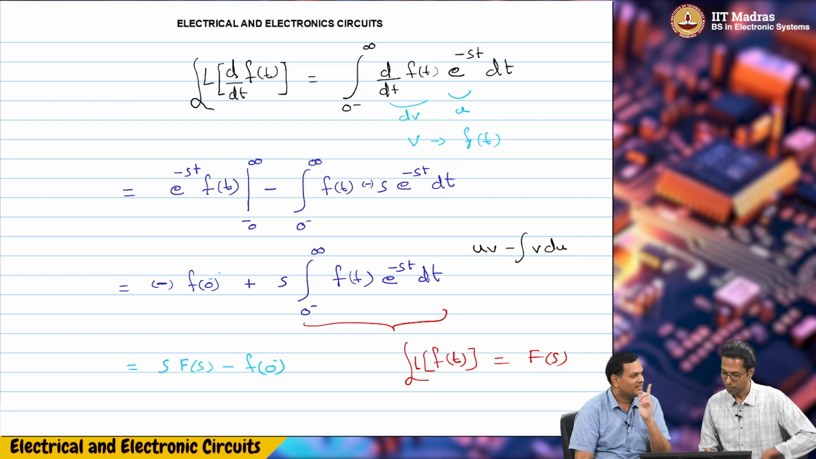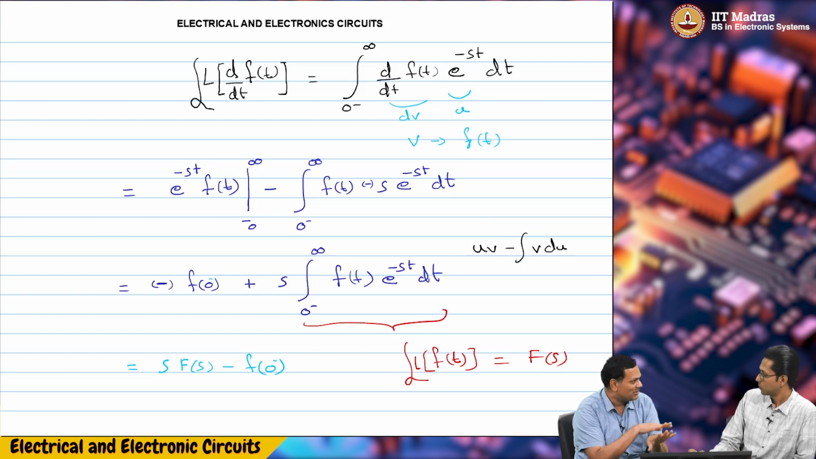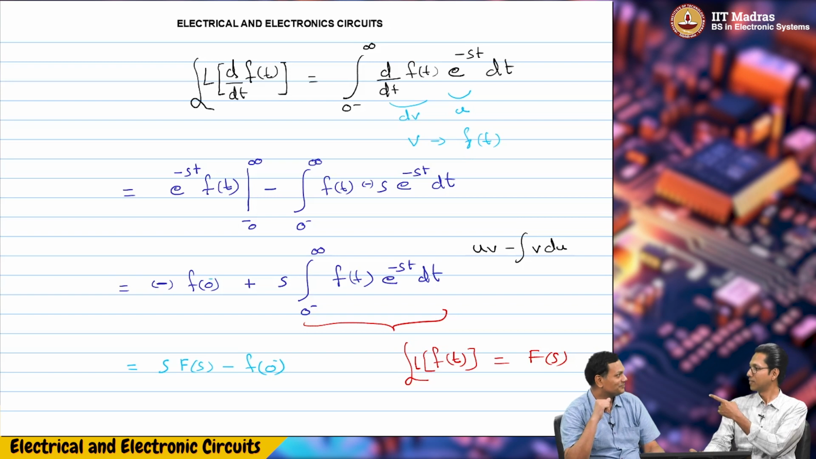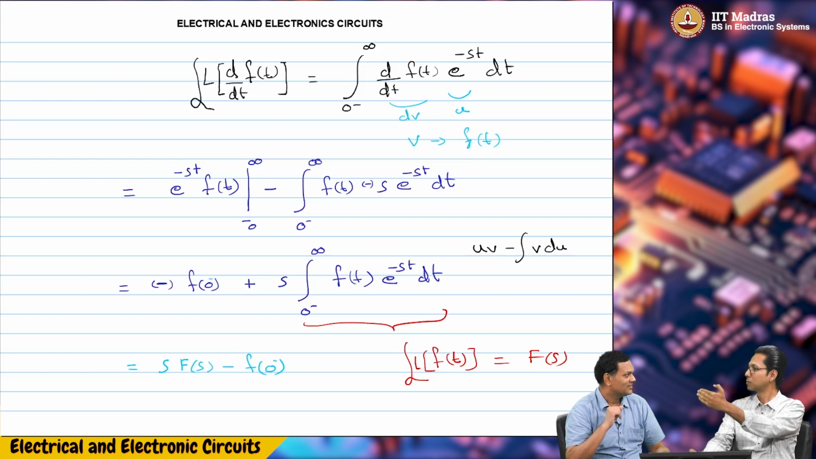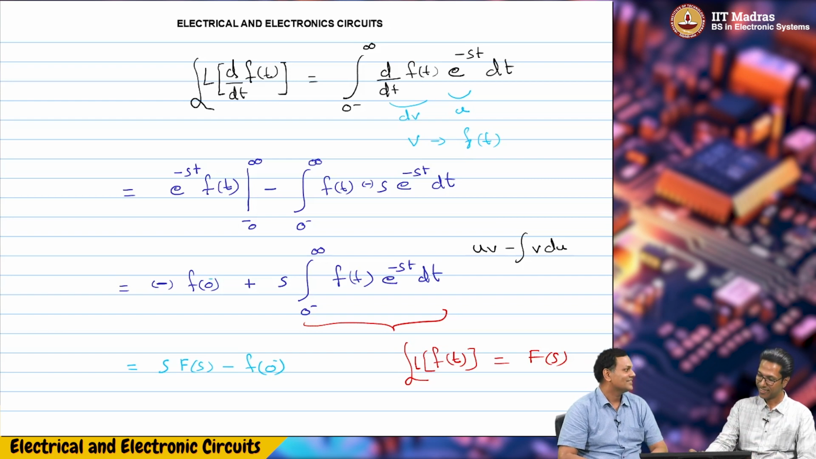So if I want to take the Laplace transform of the derivative of some function, I just have to take the Laplace transform of the original function, multiply by s, and then subtract the initial value of the time domain function. So for the inductor you were talking of, at 0 minus it may have some current flowing, some initial condition, so that is already taken care of. We don't have to worry about it. This is actually very useful and becoming powerful.